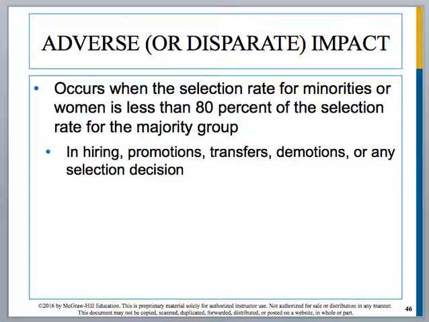And so you are then the majority group, and looking at the selection process of other minorities, it's less than 80%. The same is true if the vast majority of your group are men, and if less than 80% is a representation of women, then you have an adverse impact. And this is in the hiring process, within promotions, transfers, those individuals that are demoted from a position, or any selection decision that's being made.